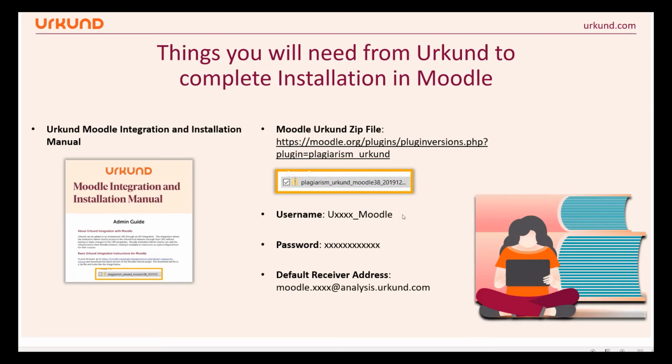You will be given a username that is unique to your institution. It will include a U and 4 digits, along with the underscore in Moodle. You will also receive a unique password for your institution. And you will also receive a default receiver address that will also be uniquely identified with your institution.